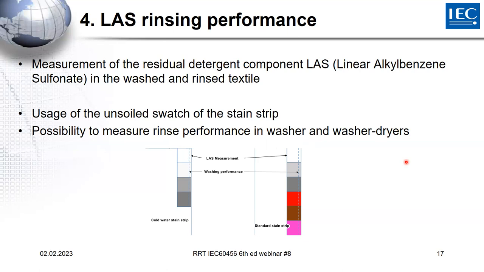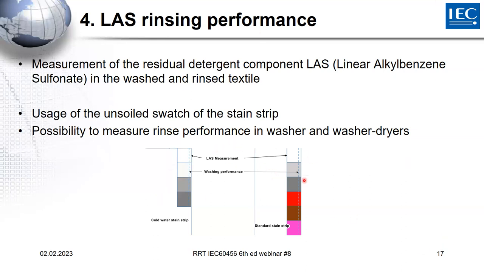What we do, as I already said, is use the unsoiled swatch of the stain strip. And the big advantage compared to the alkalinity is that we can measure the rinse performance in washers and also washer dryers, because measurement of alkalinity in a washer dryer is not possible if you have a continuous cycle, or if you want to measure the drying performance of a washer dryer.